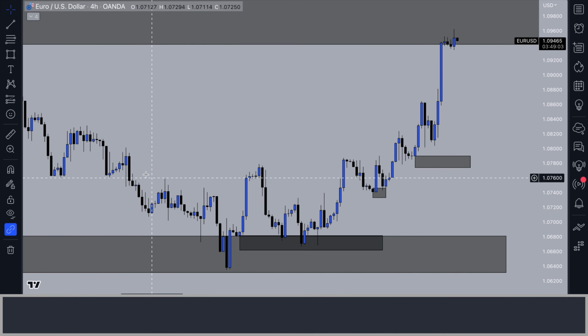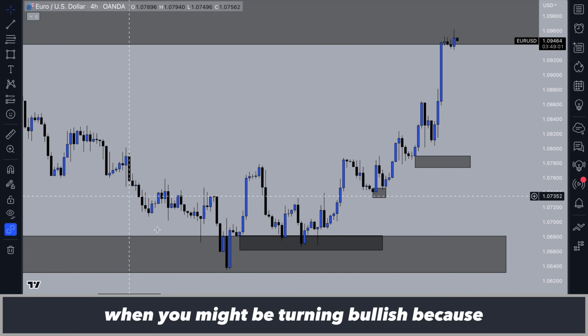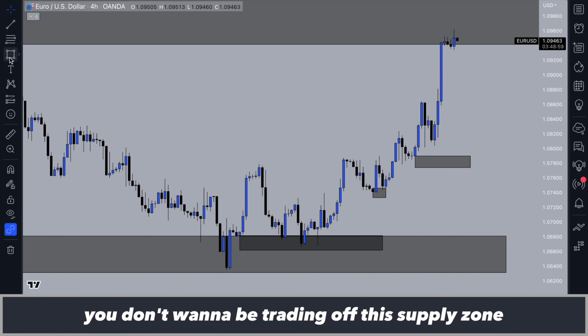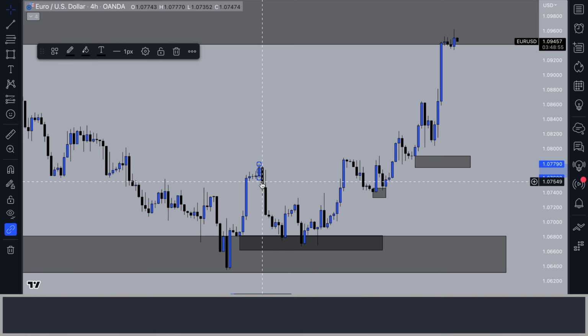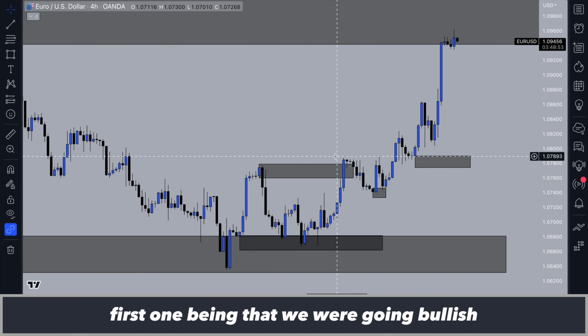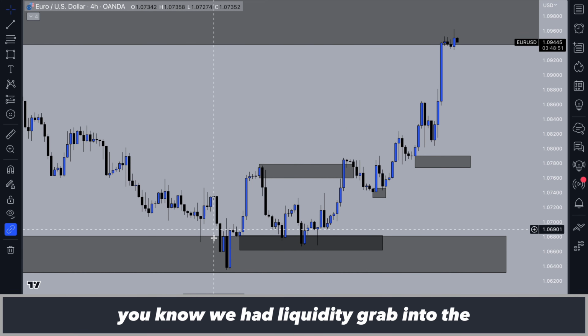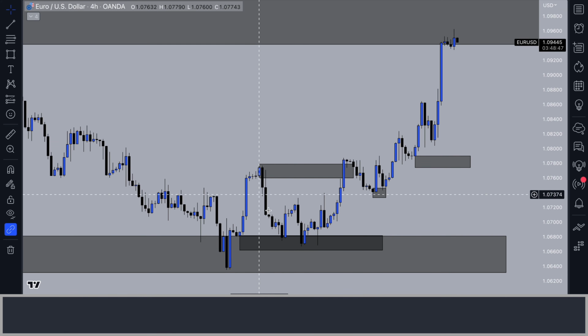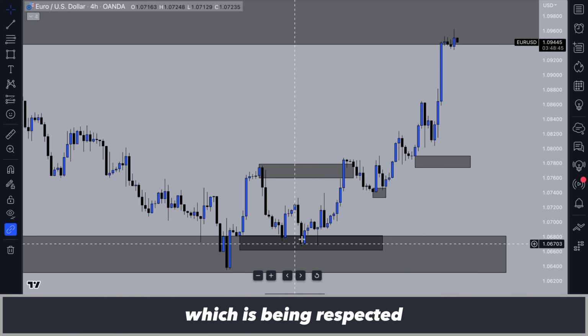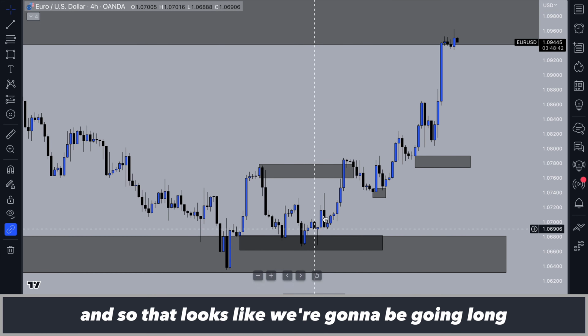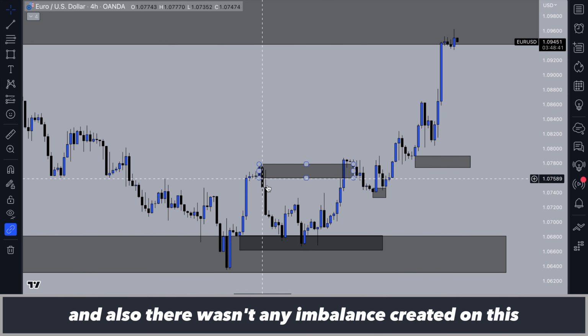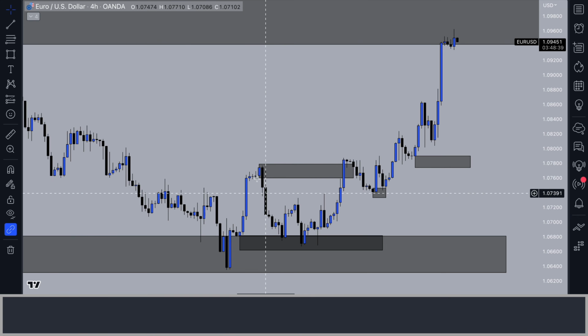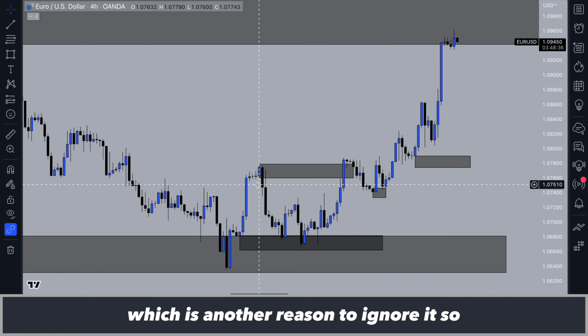And you need to be careful about looking for changes of character when you might be turning bullish, because you don't want to be trading off this supply zone for multiple reasons. First one being that we were going bullish, we had a liquidity grab into the order block and then change of character and then pull back to this demand zone, which is being respected, so it looks like we're going to be going long. And also there wasn't any imbalance created by this supply zone, which is another reason to ignore it.